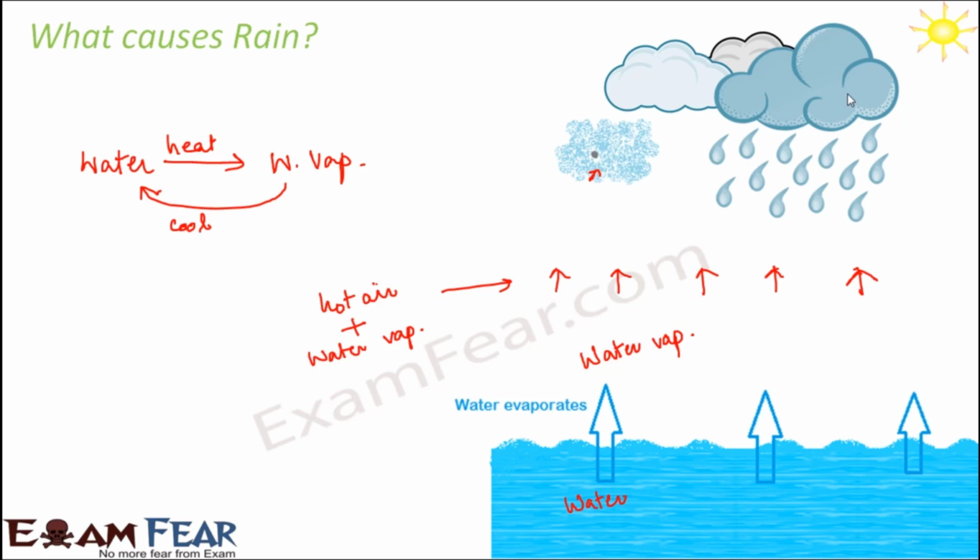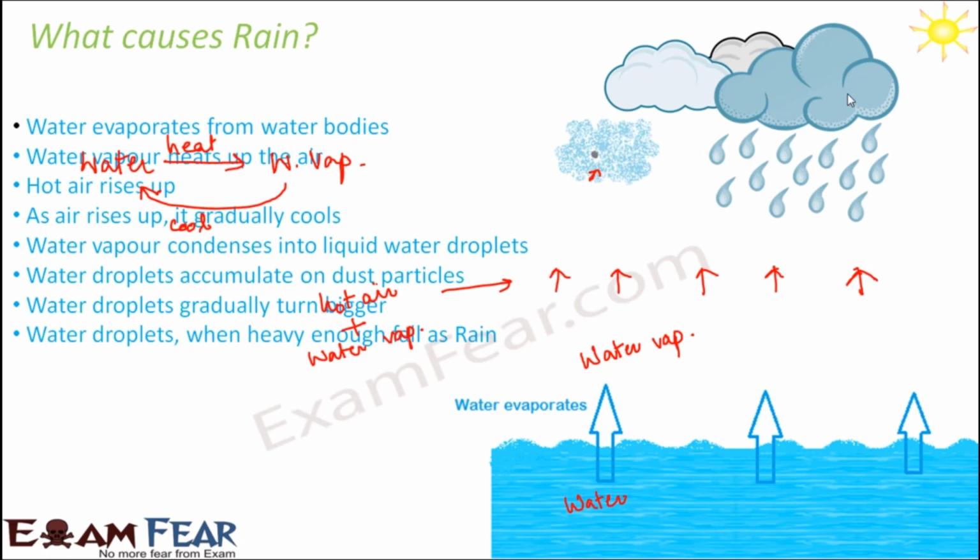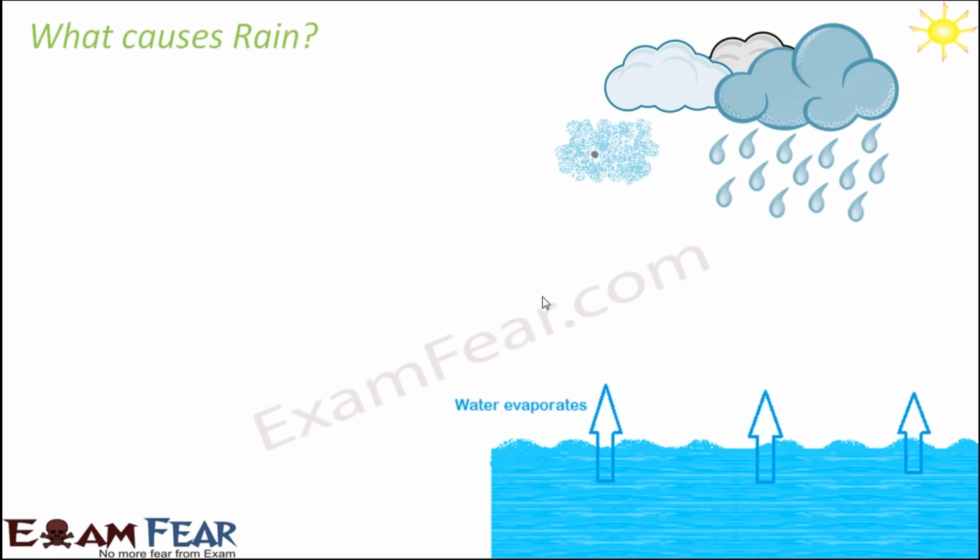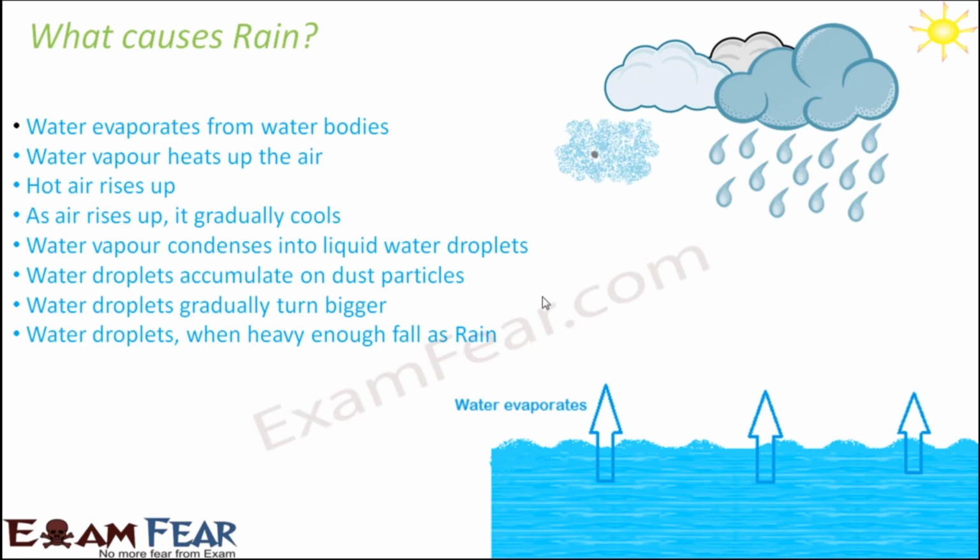So this is how rain is caused. I hope that this entire process appeared simple. So let us look at a quick recap of the entire process of formation of rain. The first step is water evaporates from water bodies in presence of the sun. Then this water vapor heats up the air. Now hot air is less dense, therefore it rises up. This hot air also contains the water vapor with it. As the air rises up, it gradually cools.